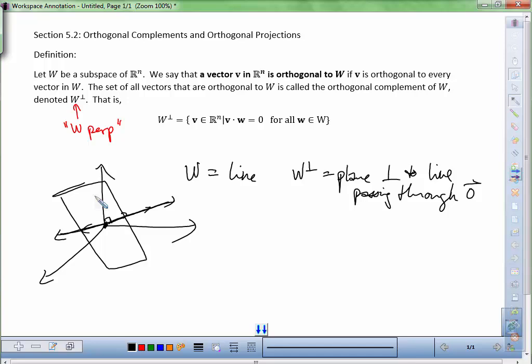This is a line. Can't it be perpendicular in that direction? Well, the thing is that if you have a line, W perp is going to be all possible vectors that are perpendicular to this line. So it could be this line, or it could be that line, or it could be this line, as long as it's perpendicular. But now if you take the collection of all those possible vectors, they actually become that plane. So imagine this vector being spun around, and then now you got the whole plane.